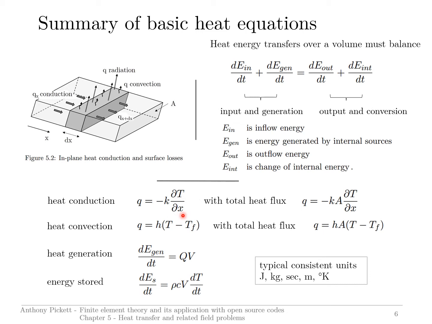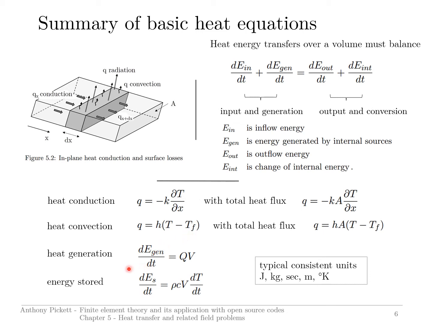So we have a difference in temperature over a certain distance, delta x. For heat conduction, this is the governing equation. So the flow of heat from the surface depends upon this heat transfer coefficient, which is a property of the material and the type of surface. And it also depends upon the temperature difference between the surface itself and the environment temperature.